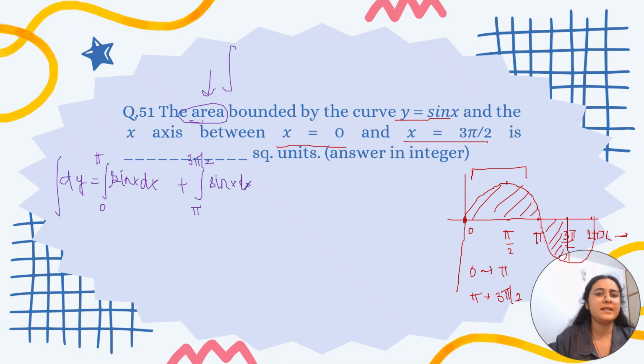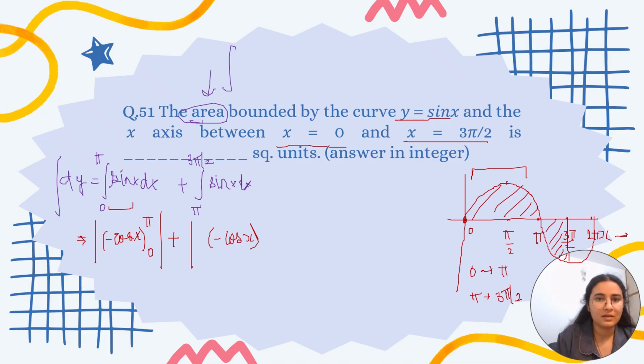And we all know that the integration of sin x is minus cos x. So minus cos x, definite integral from 0 to pi, plus, because it's area, we will take mods anyway. This is separate, and mods we will take. The integral of sin x is minus cos x, and the limits are pi to 3 pi by 2.